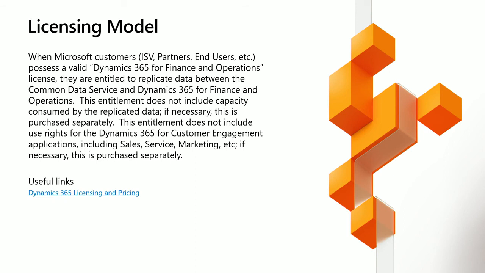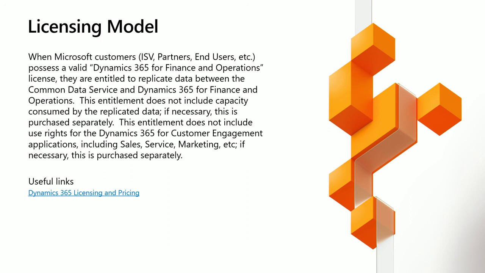Now, people may ask for licensing questions. Hey, how is it going to change my licenses? If you have a valid FNO license that covers the P2 license, then you are entitled to enable dual write for free. Okay. And then you can establish a live connection between FNO and CE instance. Data is going to flow seamlessly across systems.